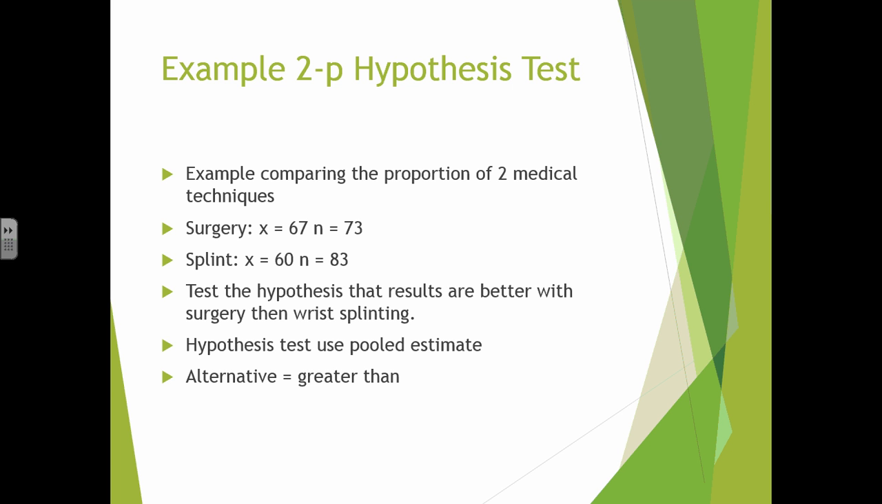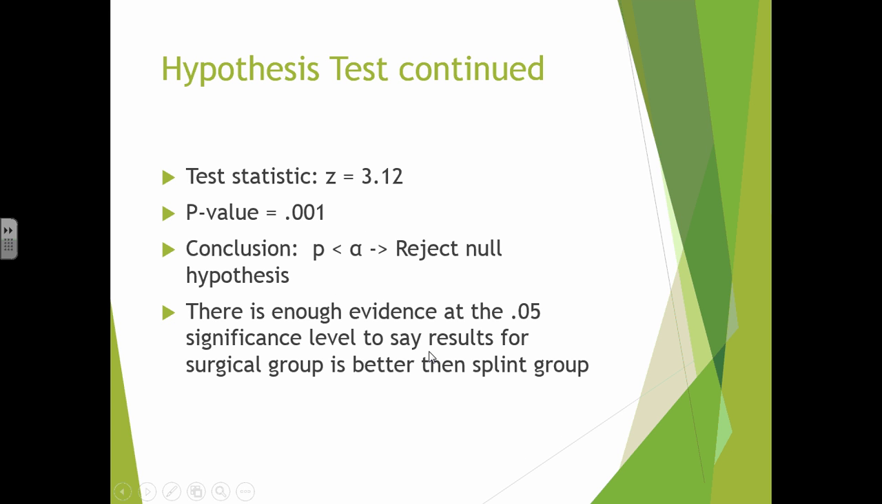We're going to test the hypothesis that the results are better with surgery than with wrist splinting. And remember, for a hypothesis test, we're going to use the pooled estimate, and the alternative is greater than. If you go to Minitab and you go to basic stat 2 sample P, you enter in these values, make sure you change the alternative to greater than, and you check the box for pooled estimate. You should get a test statistic of 3.12 and a p-value of 0.001.